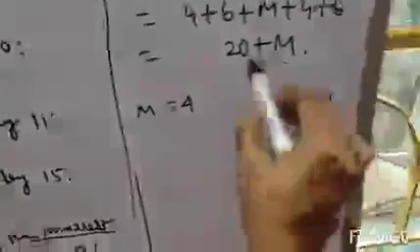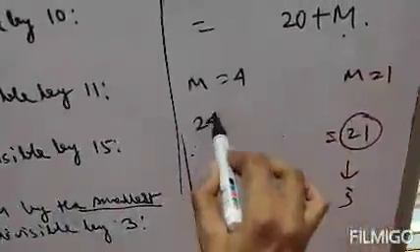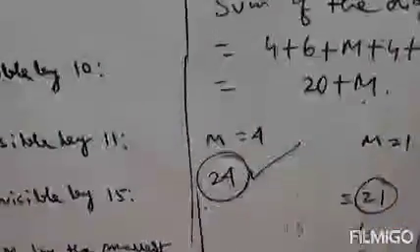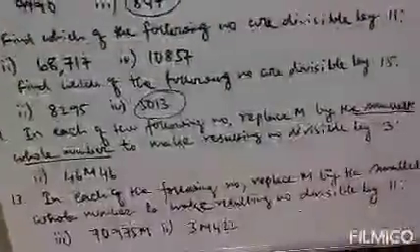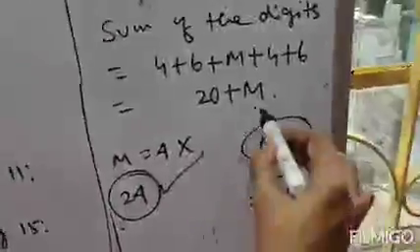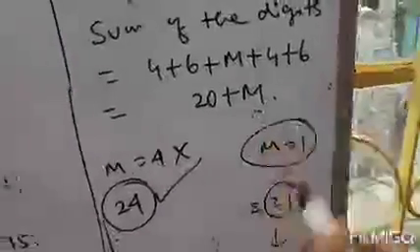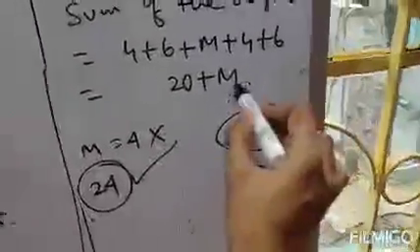If you take m as 4, the sum is 20 plus 4, that is 24. 24 is also divisible by 3. Clear? So we cannot take 4 because the question says smallest whole number. So we have to take 1 only. Here m could be any number. If you take m as 1, that is 20 plus 1 is 21. 21 is also divisible by 3.